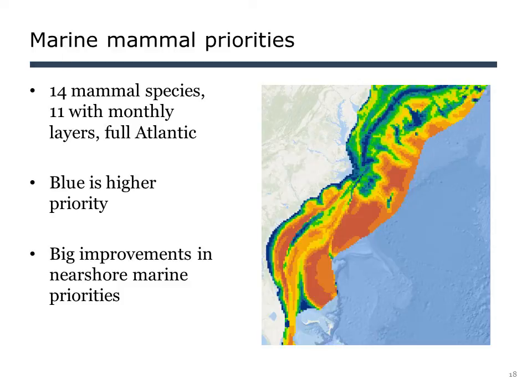And so one of the big things is that in the last blueprint it had very few priorities within the near-shore environment. And so especially bringing in some of the dolphins and right whales and all that really helped improve that prioritization quite a bit. So that's helped a lot on the marine mammal side.